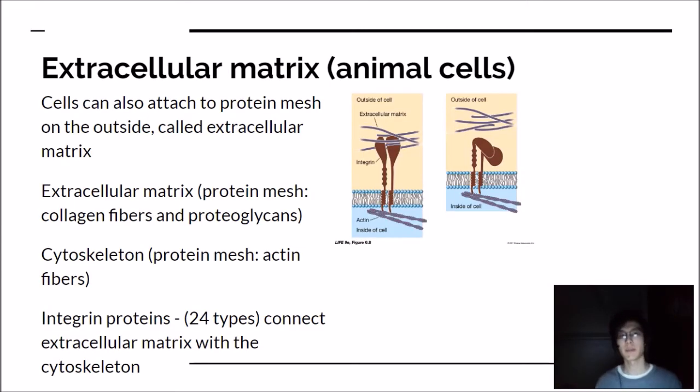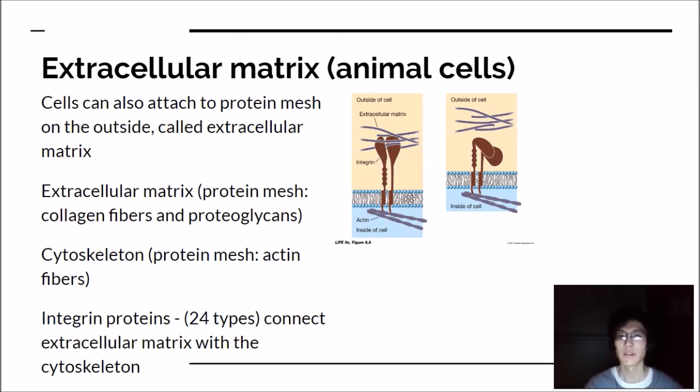So this next concept that we talked about was the extracellular matrix found in animal cells. And this allows cells to have this interaction between the inside and the outside. So the extracellular matrix is just this protein mesh that's found on the outside of the cell. And what's really interesting about the extracellular matrix is that it's actually connected to the inside of the cell via these integrin proteins over here. And then in the inside of the cell we have the cytoskeleton, which is a protein mesh of actin fibers.